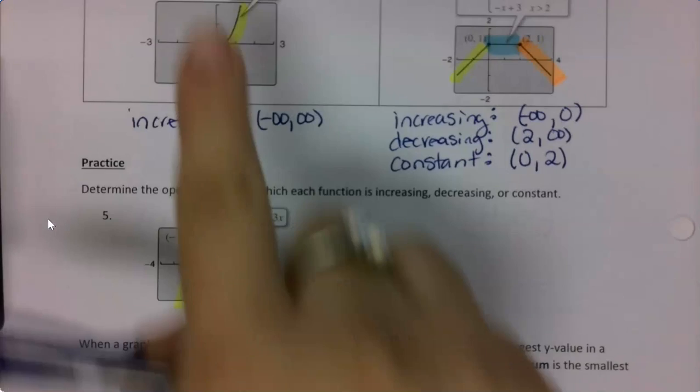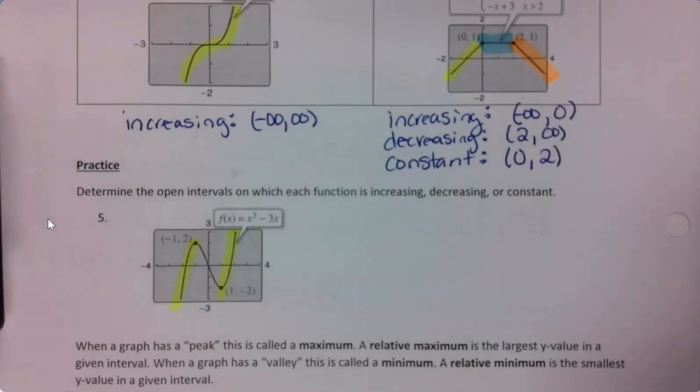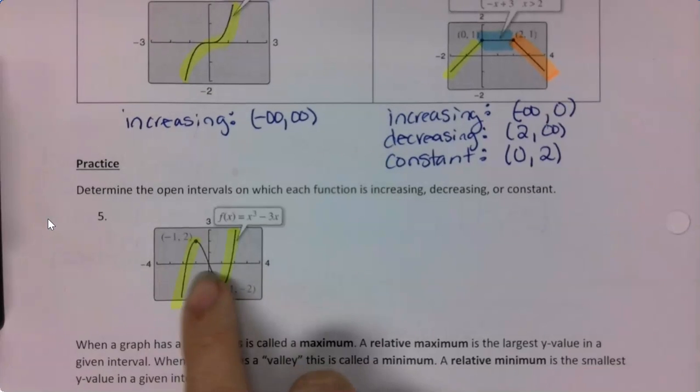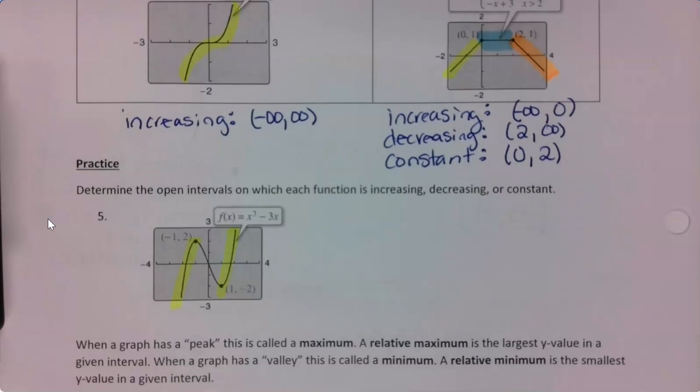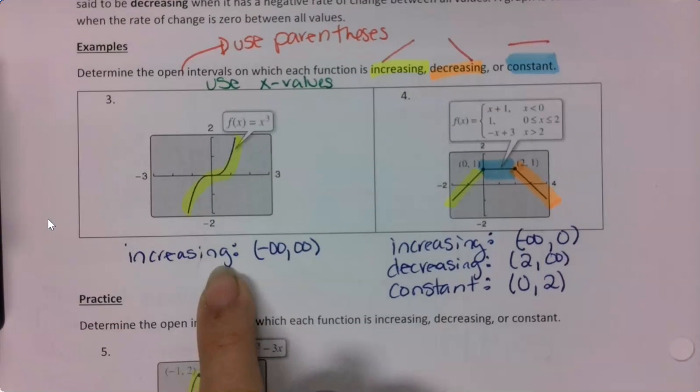Because it told us to use open intervals. Yeah, Luke? This one just doesn't have a straight across line. So like over here, I had a straight across line. It just doesn't have it. Because our first one only had increasing.